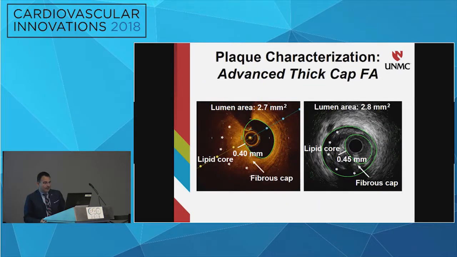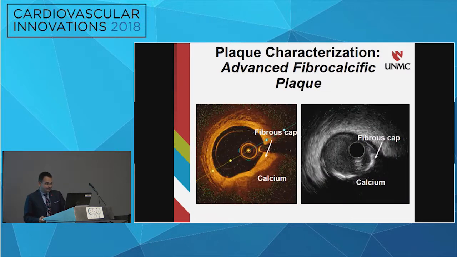So this is an advanced thick cap fibroatheroma. You can appreciate similar lumen sizes, thick fibroscar with both modalities. But the big advantage with the high-def IVUS here is the remodeling, the positive remodeling, the depth, the ability to see in the far field versus the OCT, which at this point cannot allow us to see where is the external elastic lamina border.